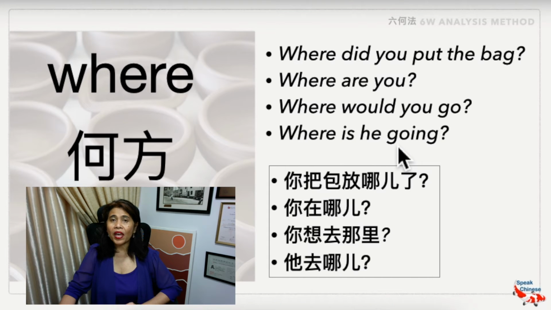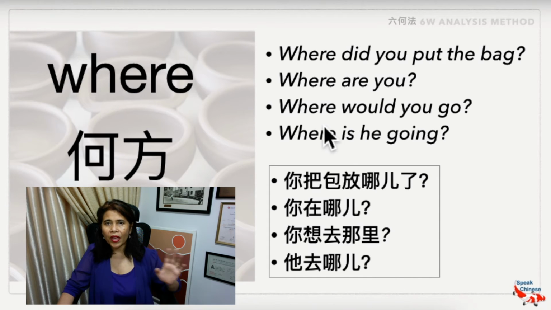Where did you put the bag? Where are you? 你想去哪里? 你去哪儿? Where did you put the book? Or where did you put the bag? 你把包放在哪儿了? Where are you? 你在哪儿? Where would you go? 你想去那儿? Now notice there is a mistake in this. 那儿 means there. 你想去那儿 means, do you want to go there?